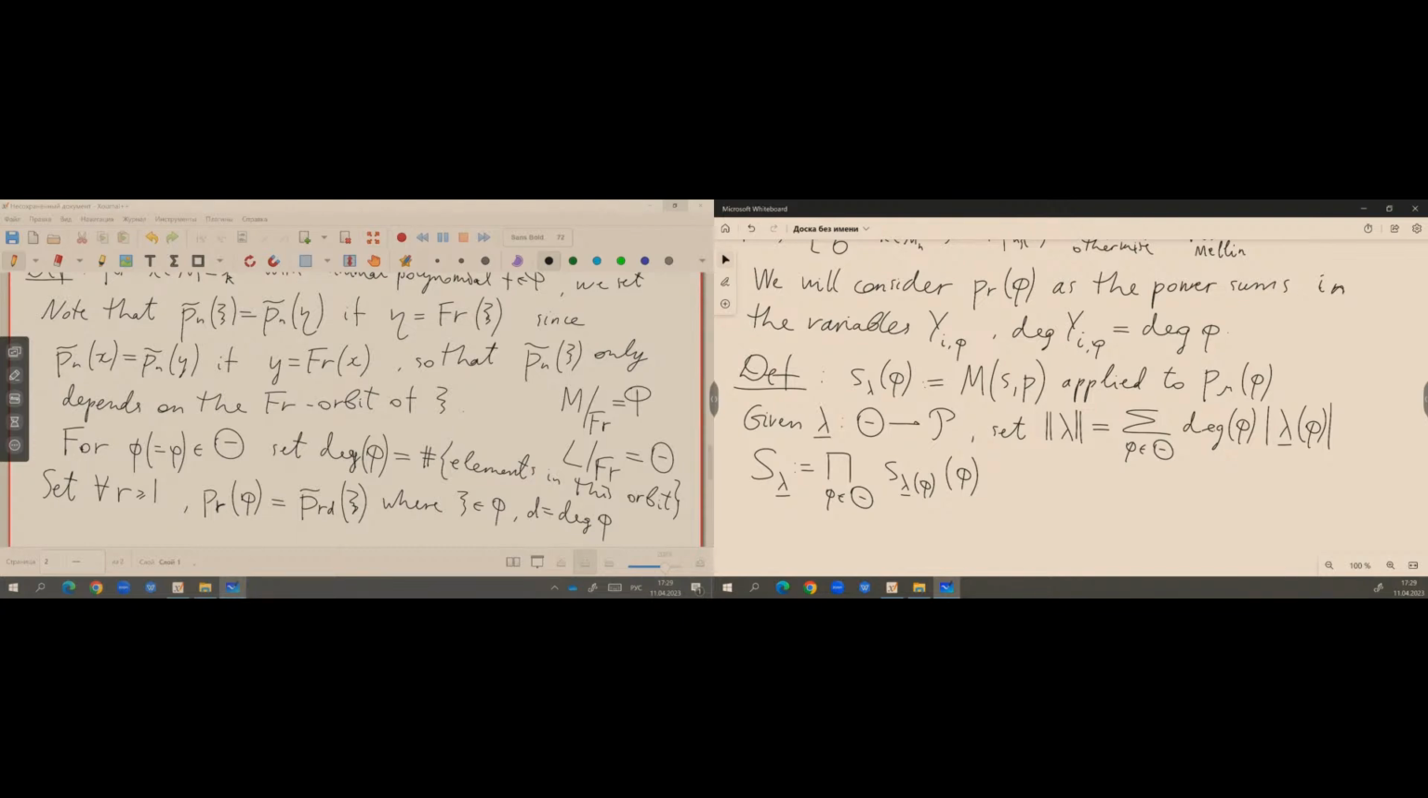Okay, and these will be the characters. Now we will prove in a couple of weeks that they are the desired characters. And well, maybe let's continue with this long definition.